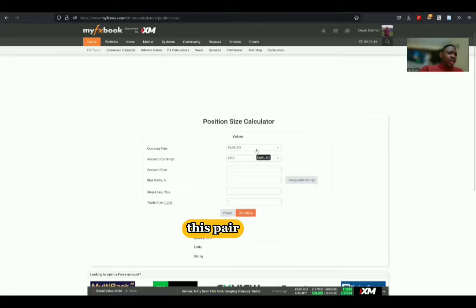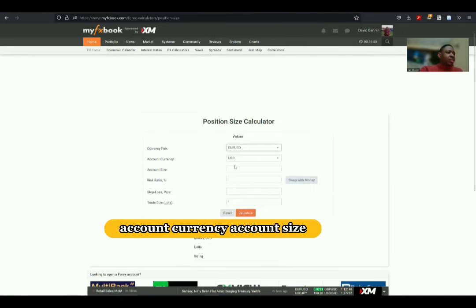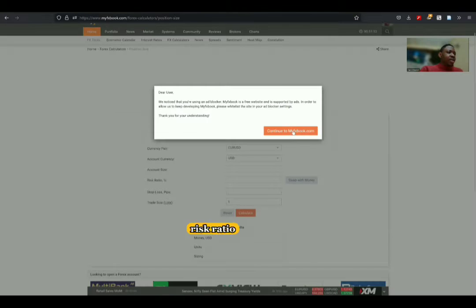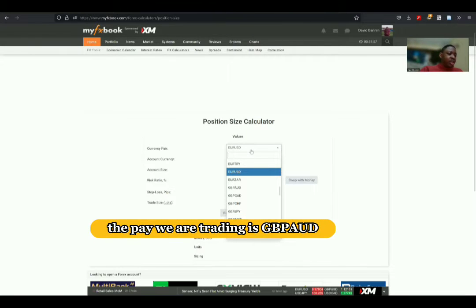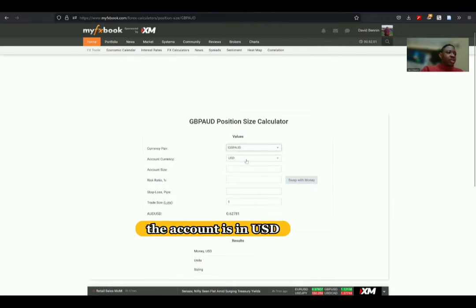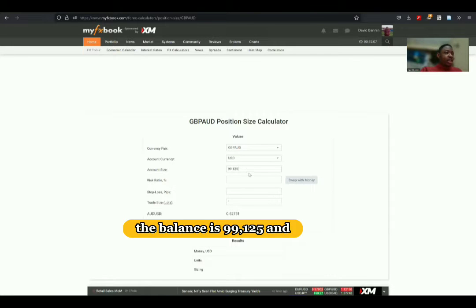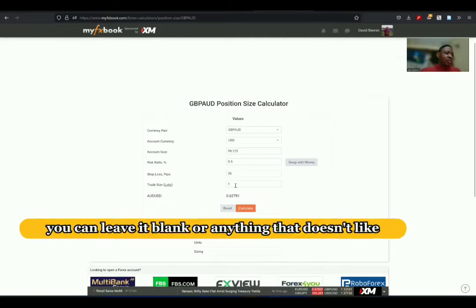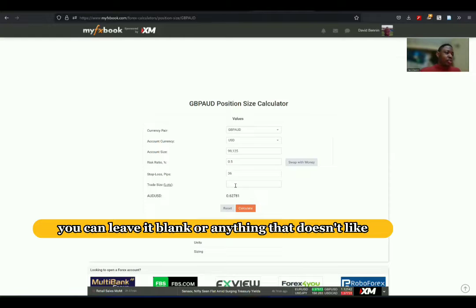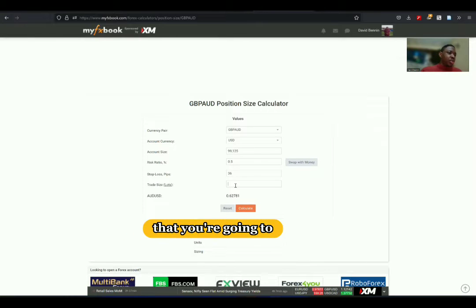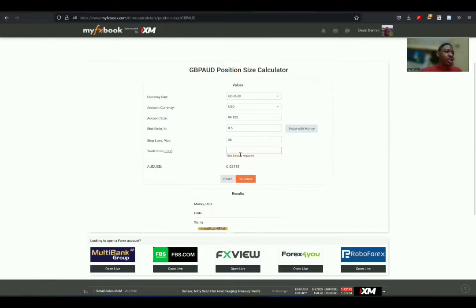All right, here we enter the pair we are trading, the account currency, account size, and risk ratio. The pair we are trading is GBP AUD. The account is in USD. The balance is 99,125. And our risk percent is 0.5%. Stop loss is 36 pips. Trade size, you can leave it blank, you get a new trade size that you are going to use for your trade. So what you do is you click on calculate.